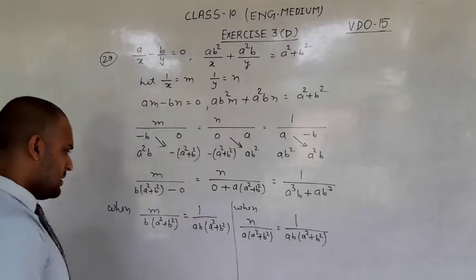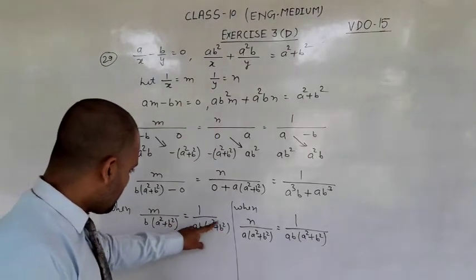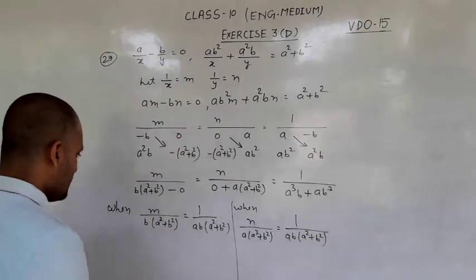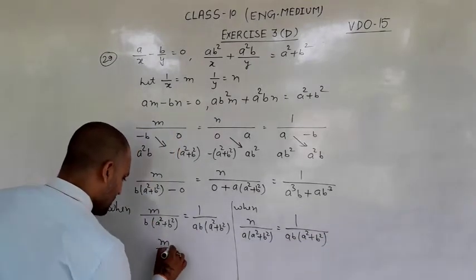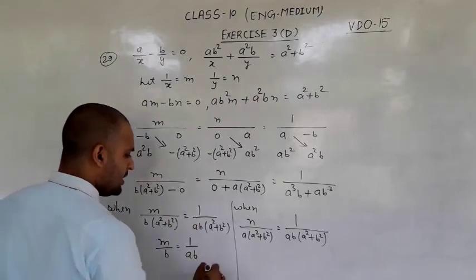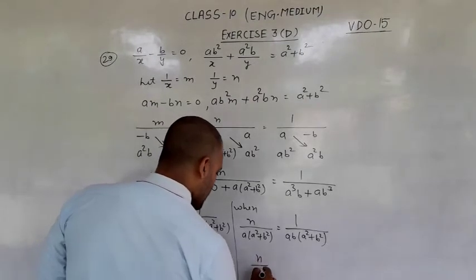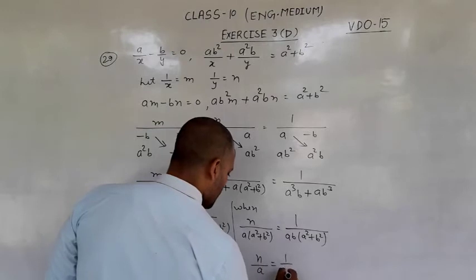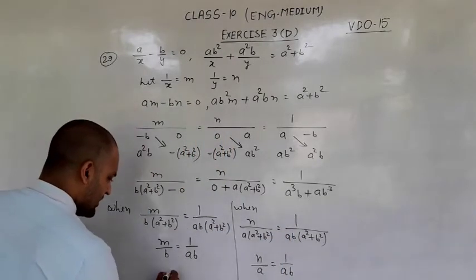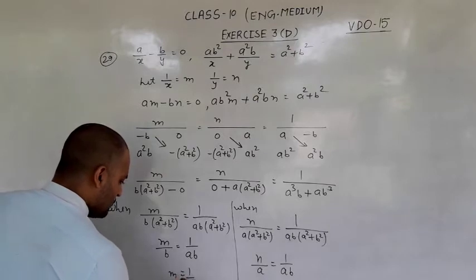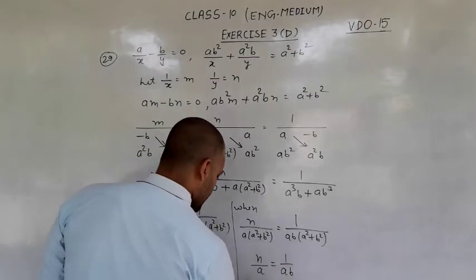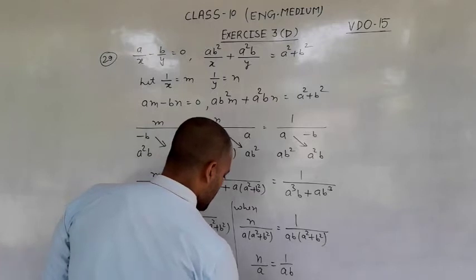Now see, here a square plus b square cancelled, here a square plus b square cancelled. Now see, that will be m upon b is equal to 1 upon ab, and n upon a is equal to 1 upon ab. Now see, here b cancelled, then m is equal to 1 upon a. Here a cancelled, then n is equal to 1 upon b.